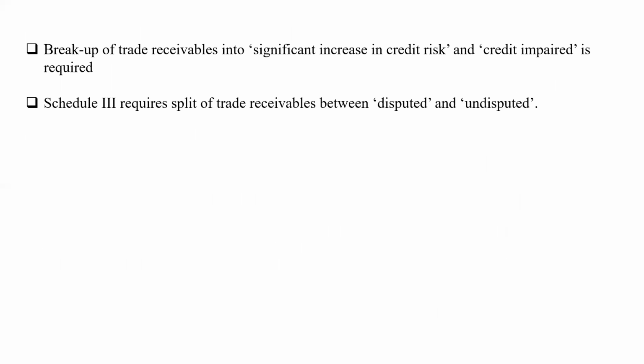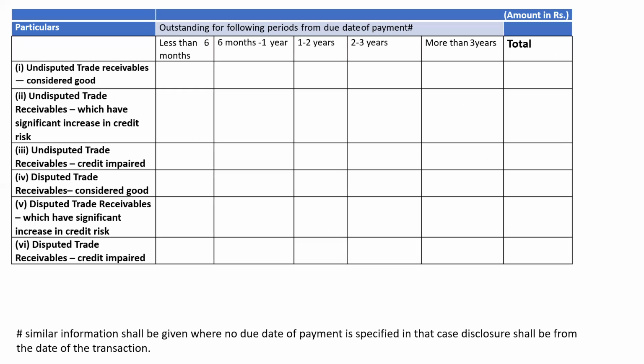The break-up of trade receivables into significant increase in credit risk and credit impaired is provided in the following format: 3 categories in case of undisputed, and 3 in case of disputed. Earlier there were 2 bifurcations, now there are 3: considered good and credit impaired. And if there is any significant increase in credit risk, then lifetime ECL is to be provided, and for those considered good or credit impaired, 12-month ECL is to be provided.